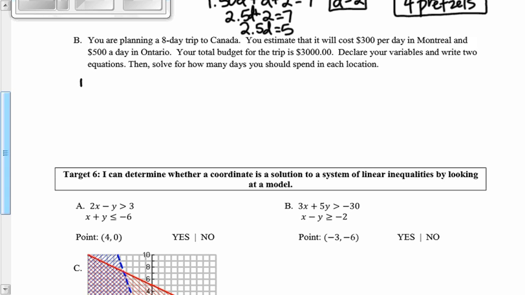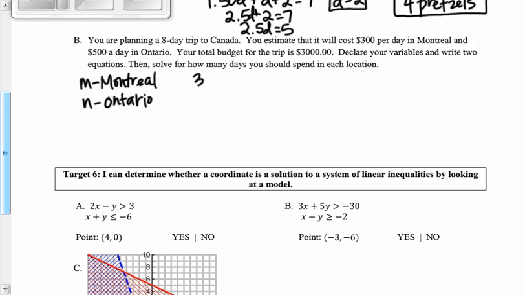So I'm going to say M is Montreal, and I'm going to say N is Ontario. I don't like to use O because it just looks like a 0 in my work. So our first equation deals with worth. How much is a day in Montreal worth?